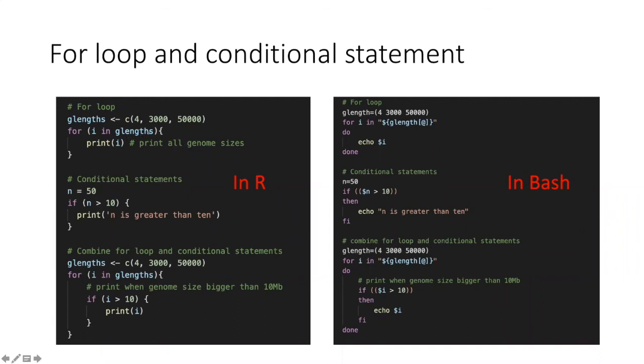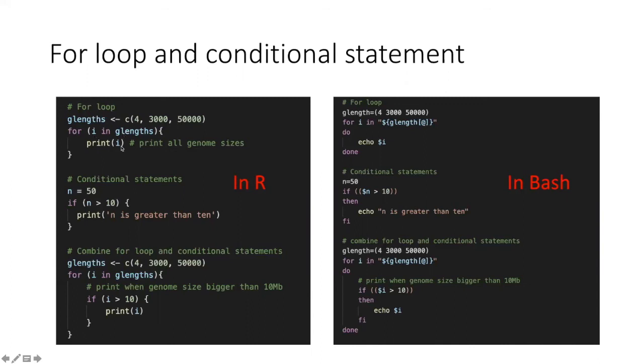So in R, let's say you want to do a for loop. In this case, you have a genome length vector of species genome size, and you want to loop through this variable to print the genome size individually, all right? So the for loop statement goes inside the parenthesis after the word for, and it's followed by a set of curly braces that contains the code to be executed. So this is the basic structure of a for loop in R.